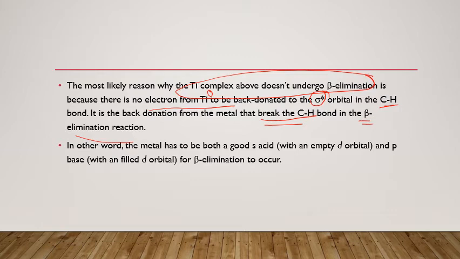In other words, any metal involved in beta elimination needs to be a good sigma acid with an empty d orbital and a pi base with a filled d orbital for beta elimination to occur.